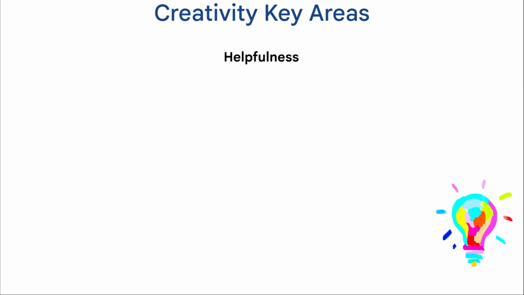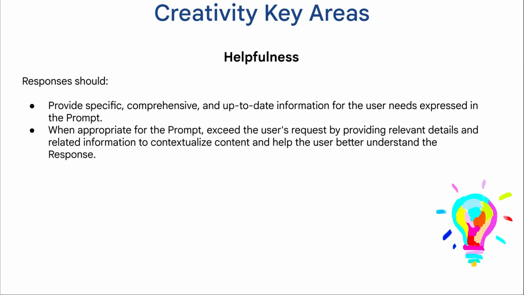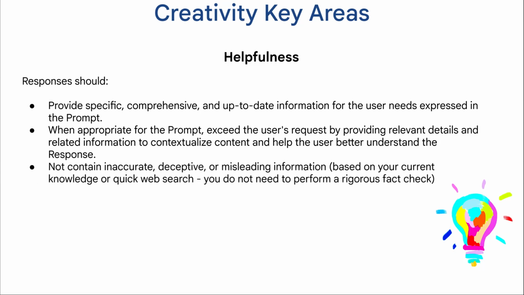Next, we have helpfulness. Now, in helpfulness, the responses should provide specific, comprehensive, and up-to-date information for the user needs expressed in the prompt. When appropriate for the prompt, exceed the user's request by providing relevant details and related information to contextualize content and help the user better understand the response. Not contain inaccurate, deceptive, or misleading information based on our current knowledge or a quick web search. You don't need to perform a rigorous fact check.